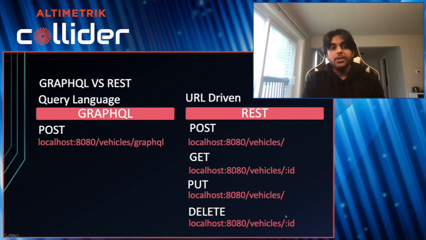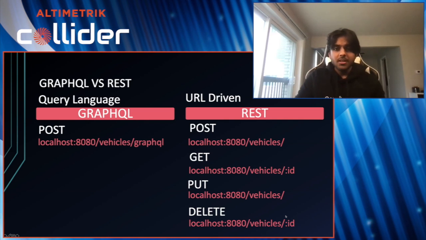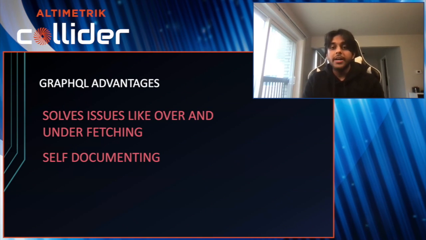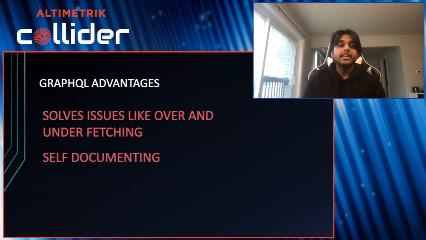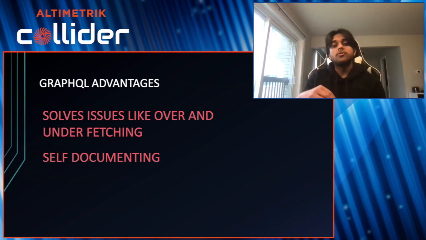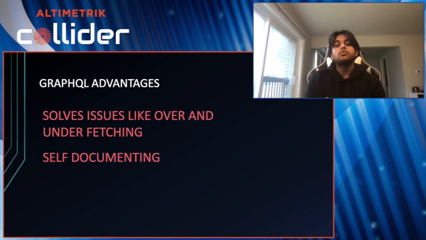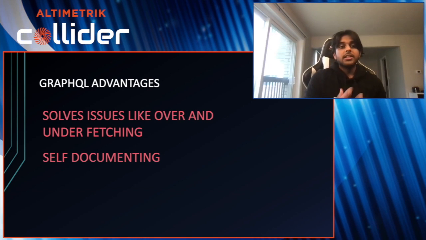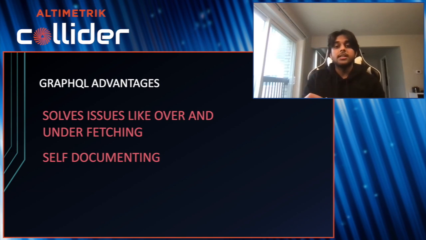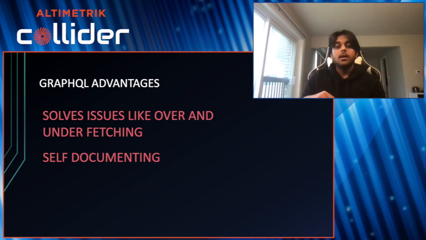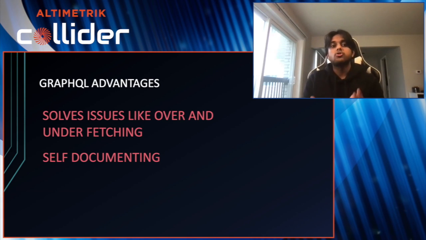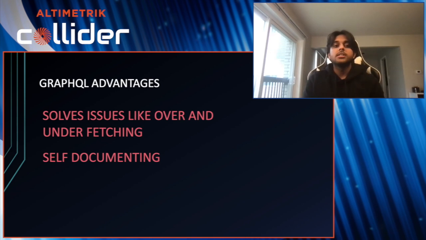But the point I'm trying to make here is that when you're building REST APIs, the server has all the control, right? The server controls what data to return to the client. The server also controls how much data to return to the client. With GraphQL, that is not the case. GraphQL intentionally inverts this. It puts the client in control of saying whatever information he needs.